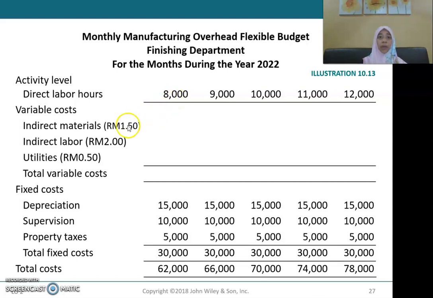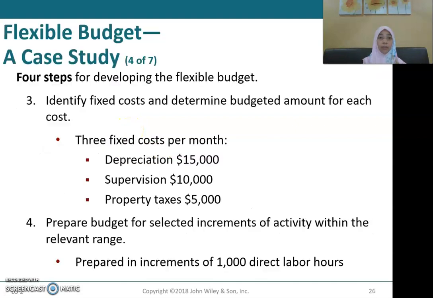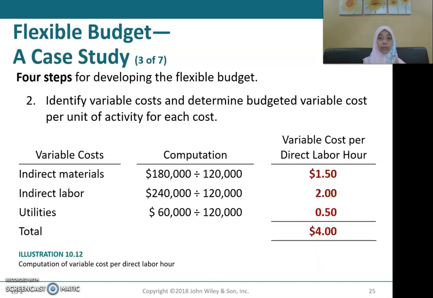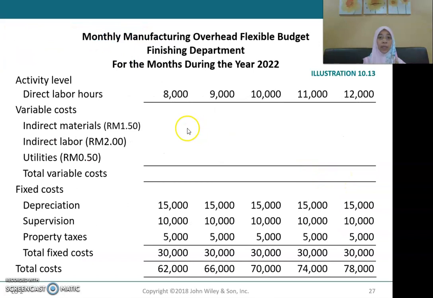If 1 ringgit and 50 is per direct labor hour, right? That one is the per direct labor hour. So 1 ringgit and 50 per direct labor hour. So if you are working on the 8,000, that will be 1.5 times your 8,000. So you will get this one. And 12,000, you do the same thing, okay?